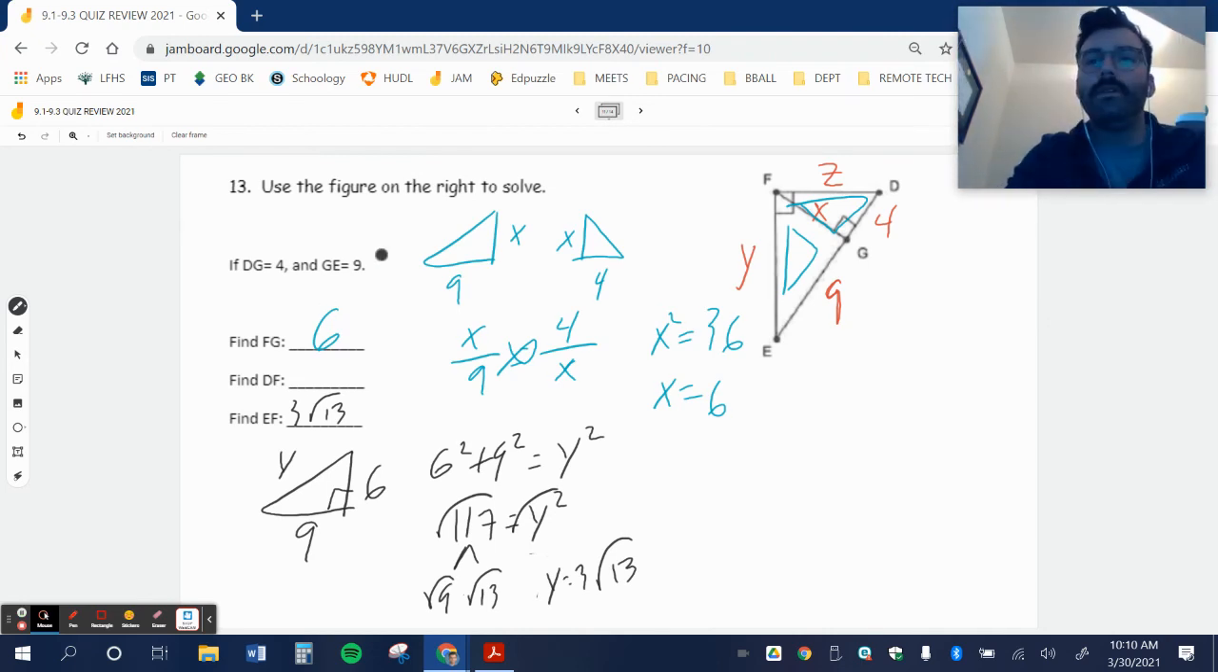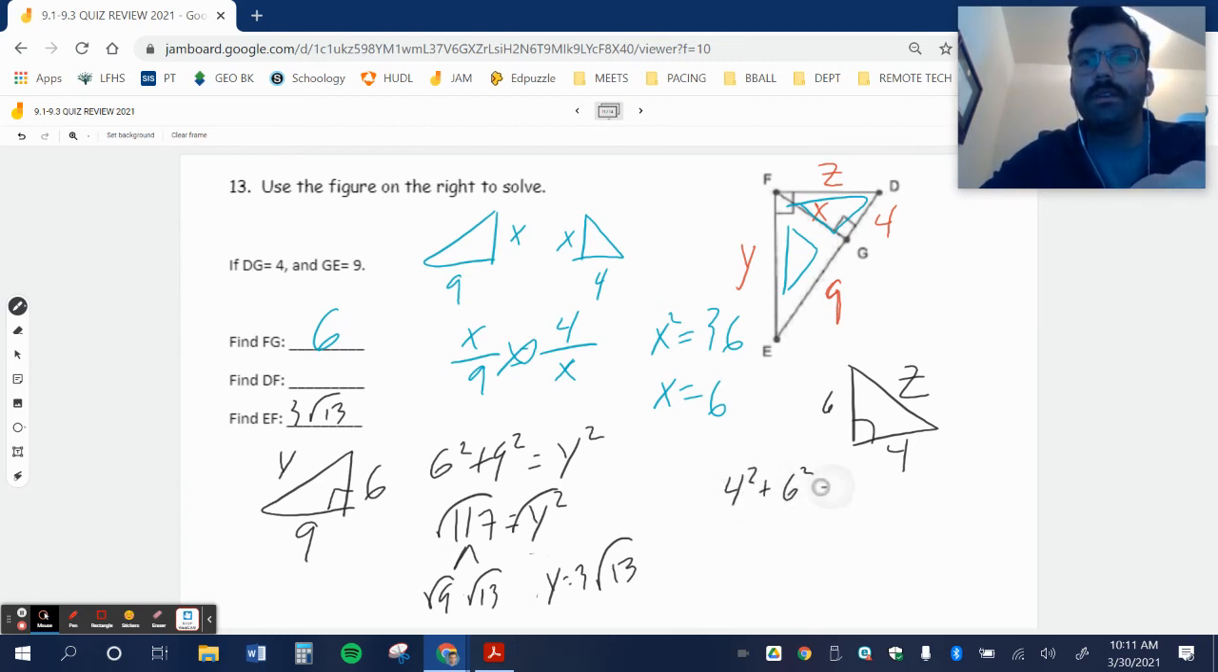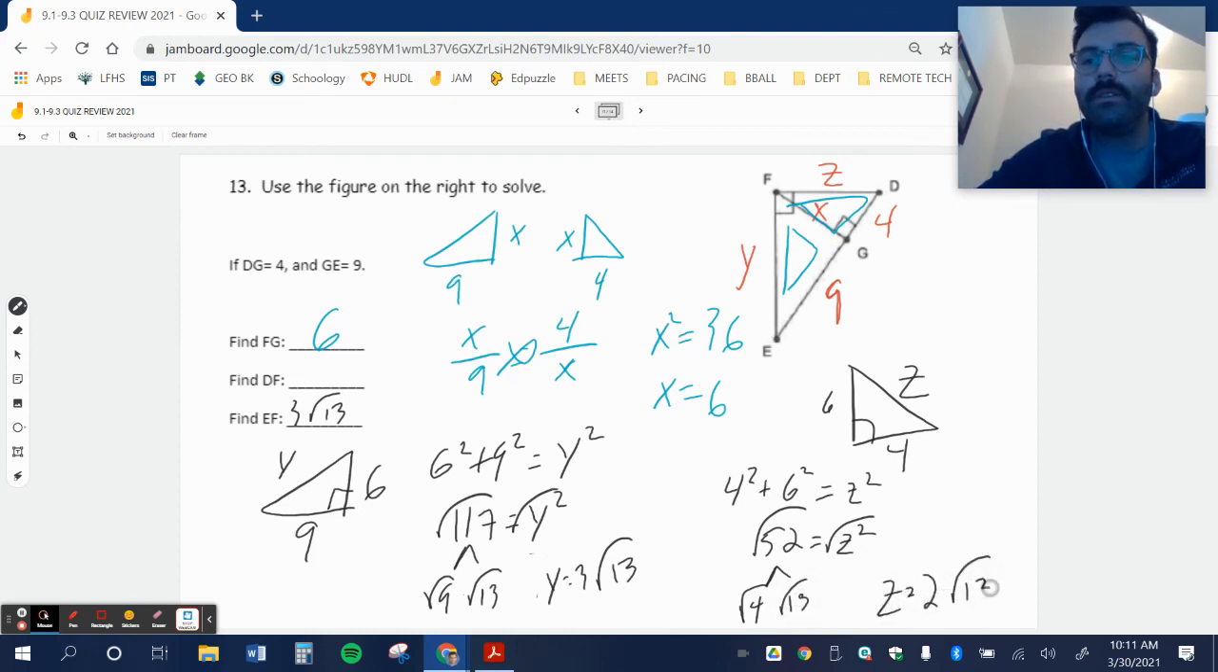My other triangle, I'm going to use the small triangle: 4, 6, and z. 4 squared plus 6 squared equals z squared. 4 squared is 16. 16 plus 36 is 52. Square root both sides. The perfect square that multiplies into 52 is 4. 4 root 13. So z is 2 radical 13.